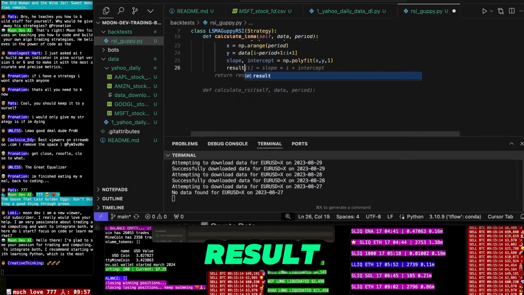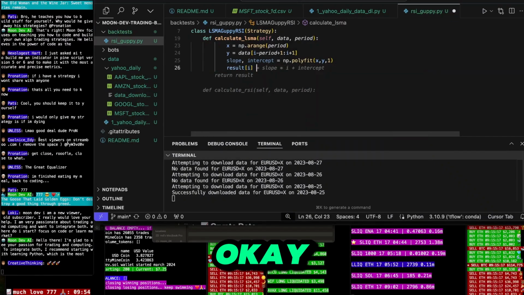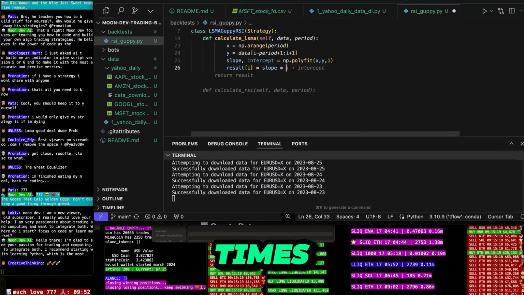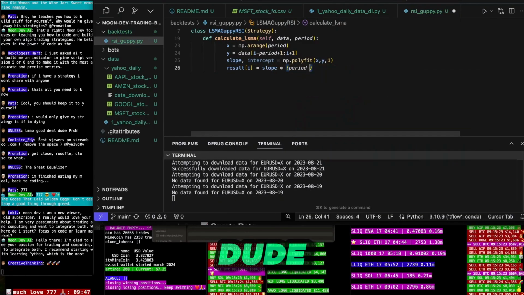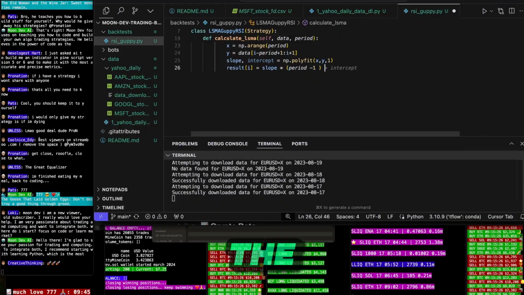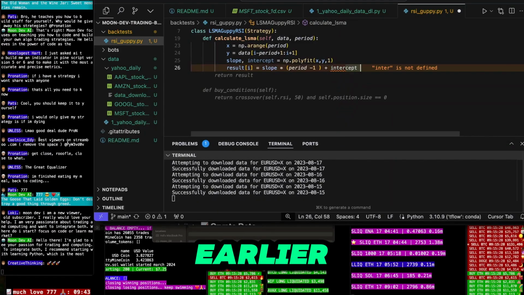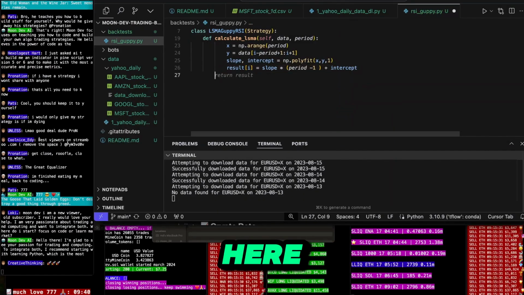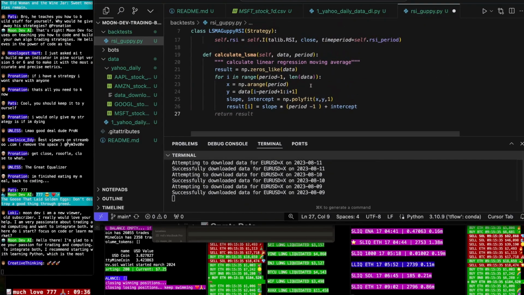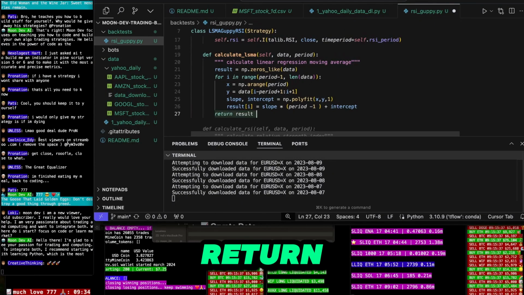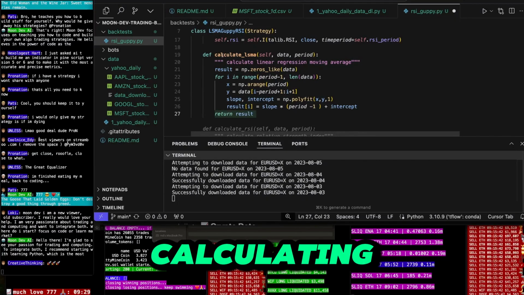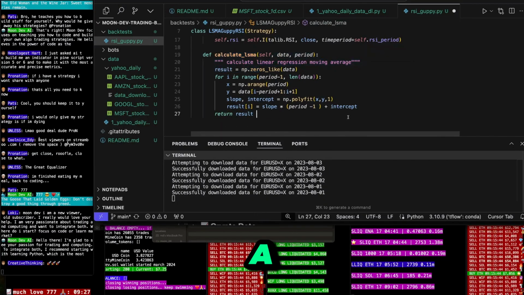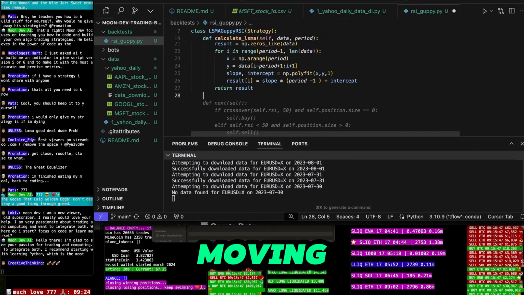And then we're going to say result here equals i, okay? And then we'll say slope here times period. Dude, my typing has gotten poor because I used that thing I showed you earlier. And then we're going to return the result here. Def here. Return result. So we can move on to the next statement. So this was calculating the LSMA, which is a linear regression moving average.